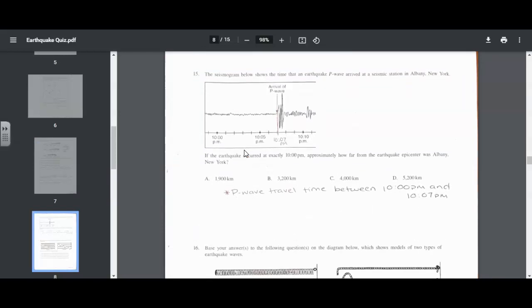Number 15, the seismogram below shows the time an earthquake P wave arrived at a seismic station in Albany, New York. If the earthquake occurred at exactly 10 p.m., approximately how far from the earthquake epicenter was Albany, New York? Okay, so the P wave travel time is between 10 p.m. and 10:07 p.m. Using that information, figure out how many minutes that is. Figure out how far from the epicenter this was. The epicenter distance.